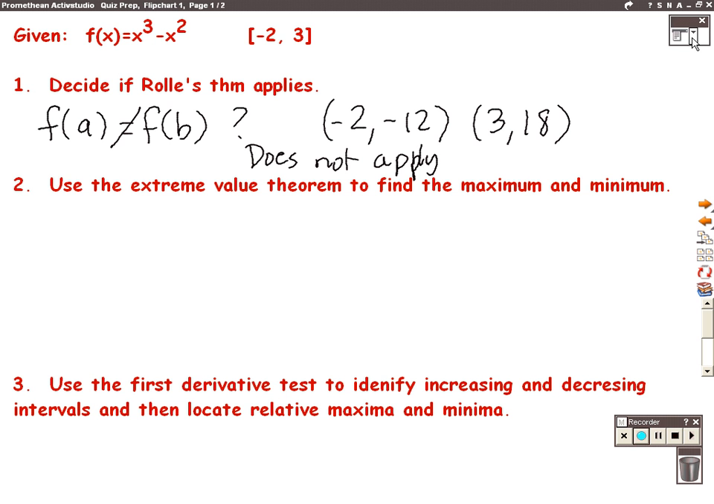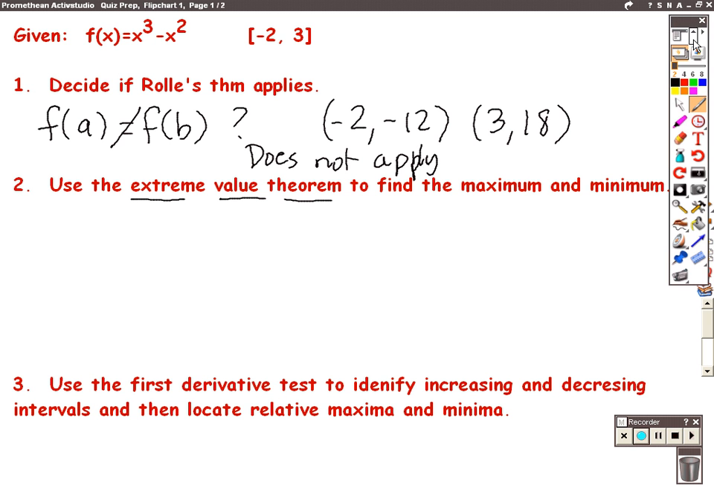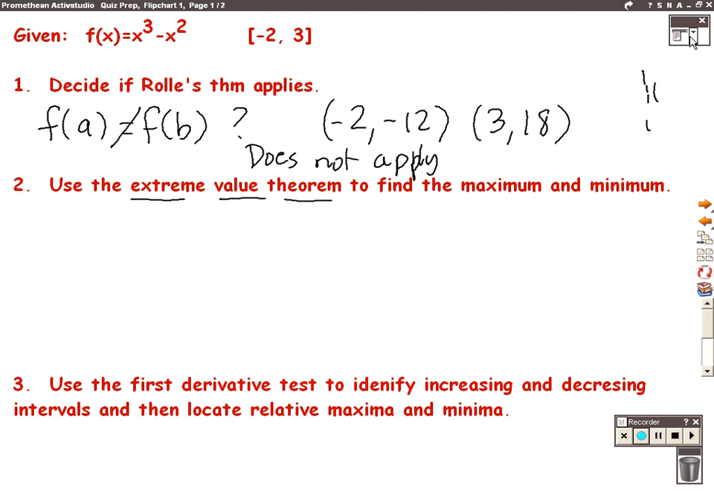Alright, and number 2, we're using the extreme value theorem. And if you look at the words extreme value theorem, the word extreme, trying to get the blue to work here, but it doesn't want to cooperate. Alright, so we'll stick with black. The extreme value theorem guarantees that there will be a maximum and a minimum if the conditions are right, and we've met all the conditions.